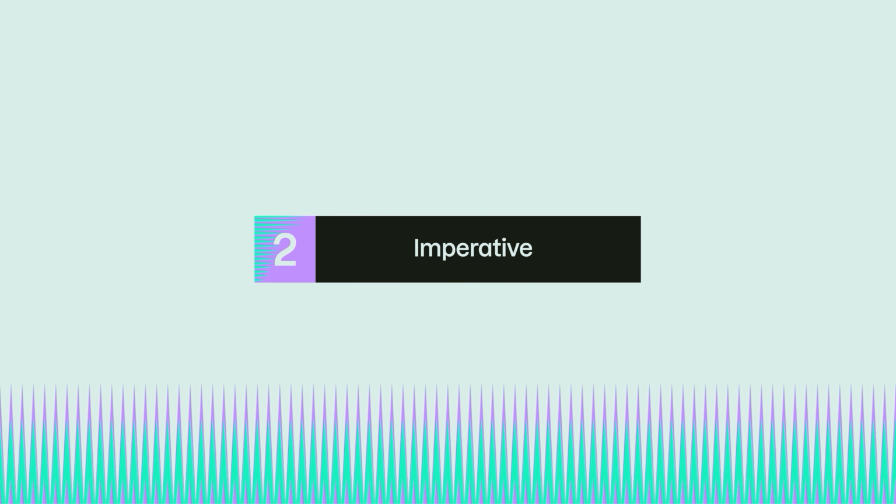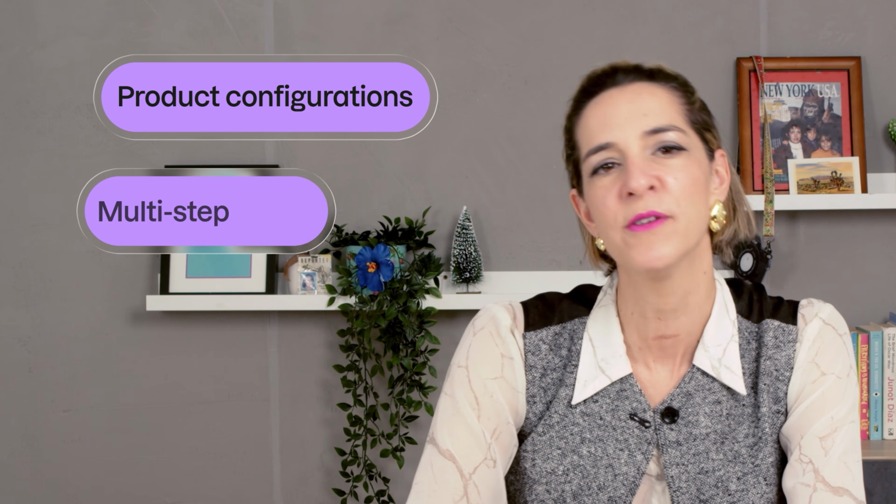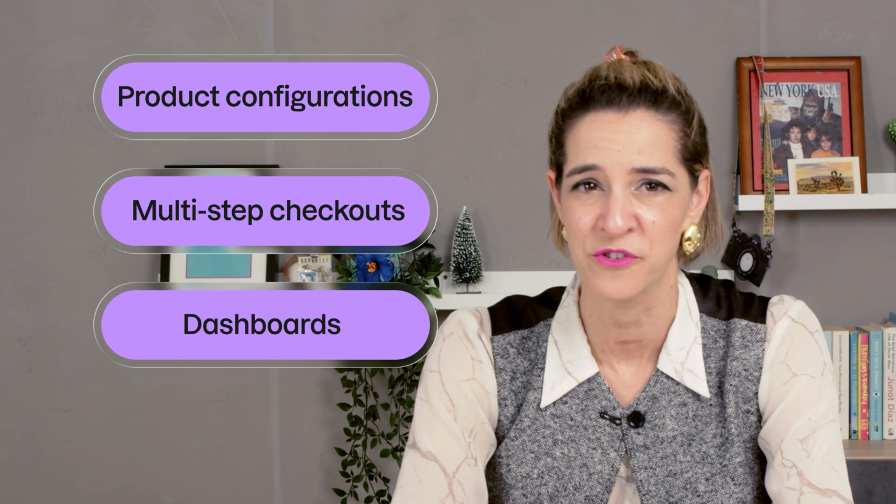The second approach is called imperative, and it requires more development work. This is for more complex interactions, product configurations, multi-step checkouts, dashboards where the available actions change depending on what the user is doing.